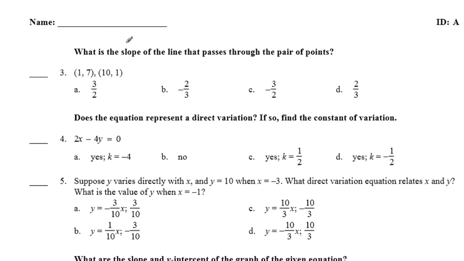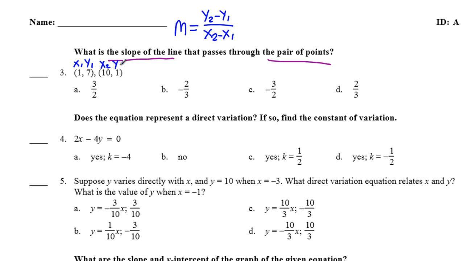Okay, so on the second page we have, it says what's the slope of the line that passes through a pair of points. So if life throws you a pair of points and asks you to find the slope, all you need to do is remember this formula. It is m equals y2 minus y1 all over x2 minus x1. And the first step that I do is label your points.